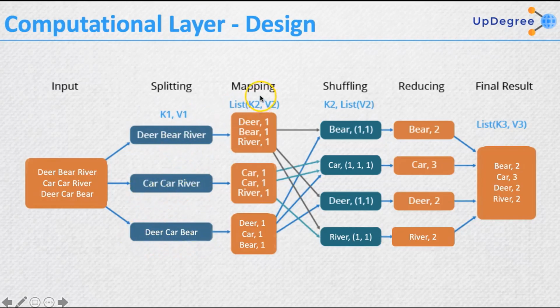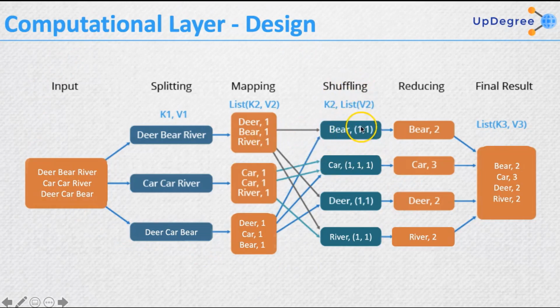And then the actual mapping happens. Mapping is your mapper layer, where for each of the words we are just giving it a one. So you can see that deer is mapped to 1, beer is 1, river is 1, and so on. After the mapping layer, there is a shuffle layer. The data gets shuffled so that the words come together, because this is a word count program we are doing.